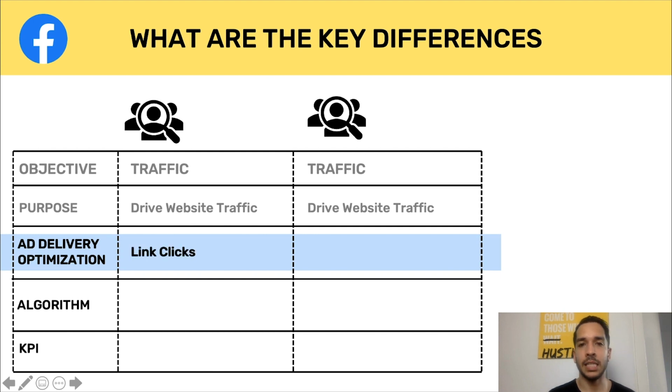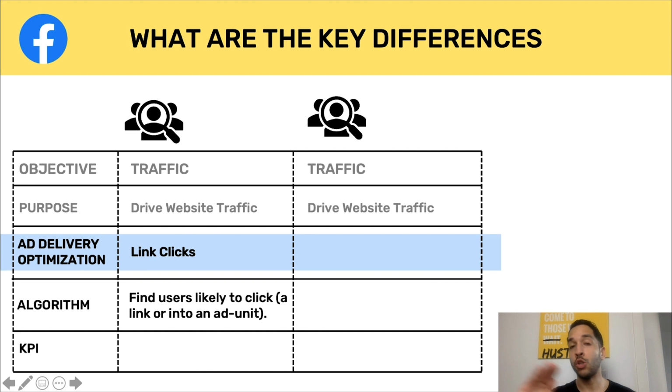Now, the difference between the link clicks and the landing page views is when you tell Facebook to optimize for link clicks, it's going to find users most likely to click. That doesn't necessarily mean they're clicking to your website. That just means they're engaging with the ad unit. And this is actually going to be important in the following part that I talked to you about. So the KPIs you're looking to optimize against are click-through rates and cost per click.